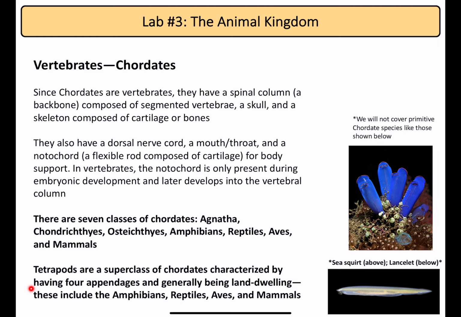Okay, so these are tetrapods, meaning they have basically a total of 4 locomotive appendages. So like yourself, 2 arms and 2 legs. So all members from those 4 groups are tetrapods. They're also largely land-dwelling organisms.